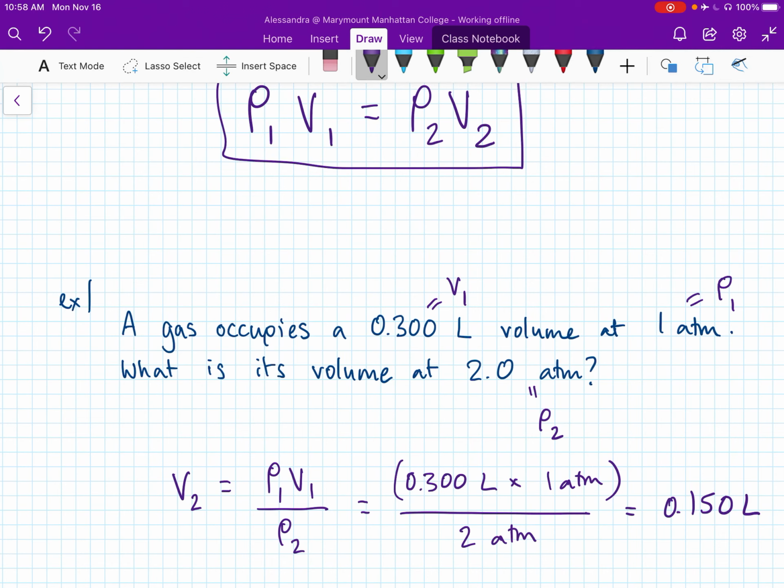So you can see what happened in this problem. We started at 1 atmosphere and we doubled the pressure to 2 atmospheres. And as we did so, we cut the volume in half. Okay, so as the pressure doubled, the volume was cut in half from 0.3 liters to 0.150 liters. So this makes sense because as pressure increases, the volume that the gas occupies is going to decrease.